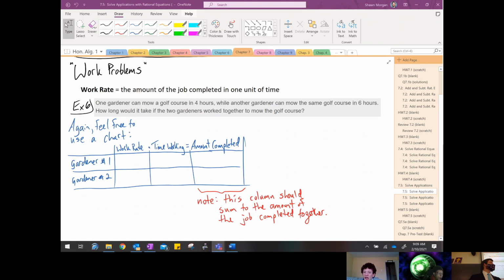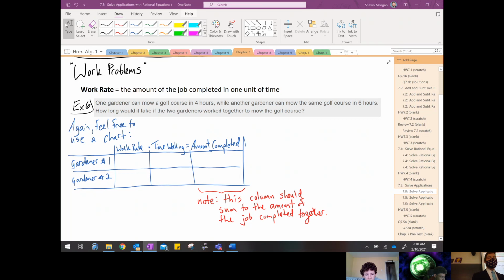If I can paint this classroom in 7 hours, then I get 1/7 of the job done each hour. I get 1/7 and then 2/7 and then 3/7 and then 4/7, dot dot dot. And then after 7 hours, I've gotten 7/7 of the job done. I've finished the whole job. That makes sense? So work rate is the amount of the job completed in 1 unit of time.